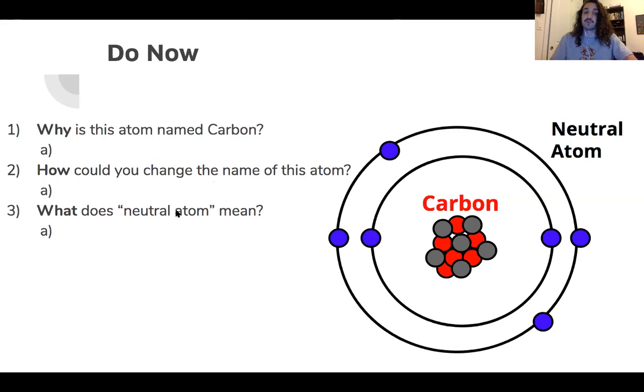What does the phrase neutral atom mean? Neutral atom means that its charge is neutral. And we're going to talk about that today. That was in our homework. But charge depends on the number of protons. We got 6 of them. And electrons in the outside, the blue ones. 1, 2, 3, 4, 5.